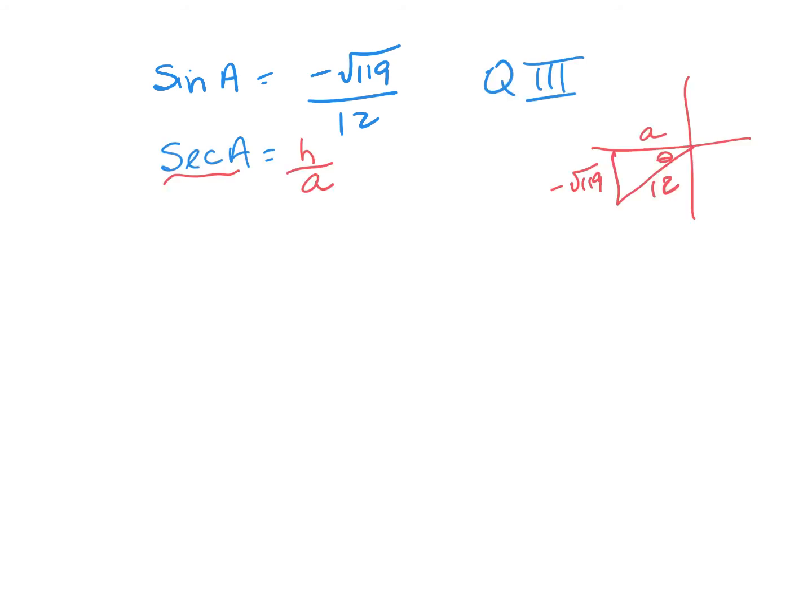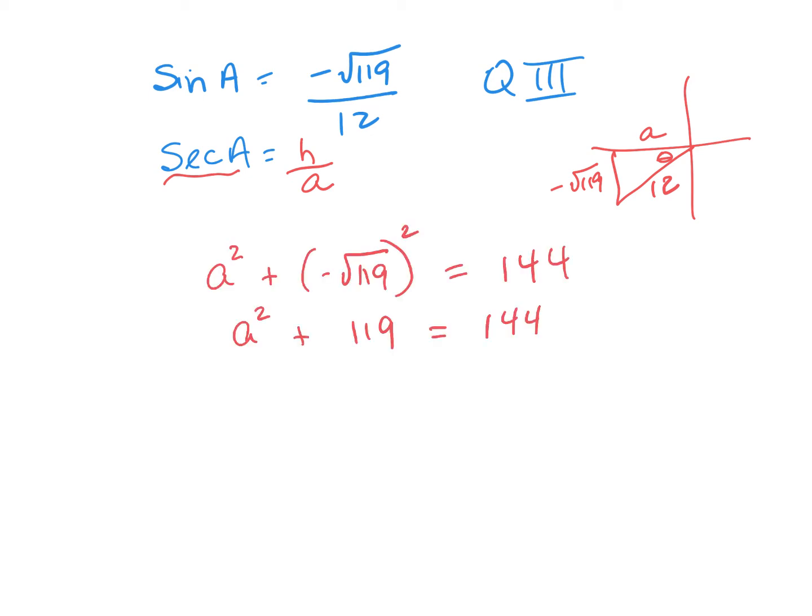So this one says that the sine of A is negative root 119 over 12. And it's in quadrant 3. Everybody with me? Yep. What is 144 minus 119? It's 25.